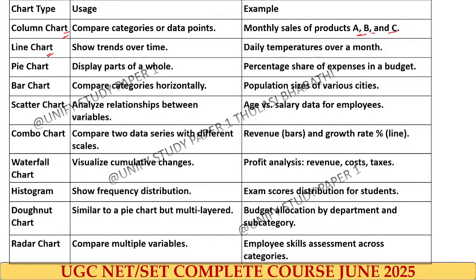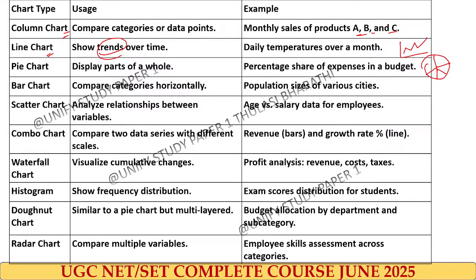Then we have a line chart. Line chart means it will be going like this, right? A line chart shows trends over time. And then we have a pie chart. Pie chart means it will be like this, okay? So this we call a pie chart. A pie chart displays the parts of the whole, which can show the percentage of share.